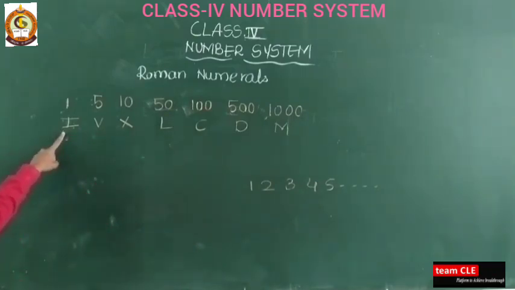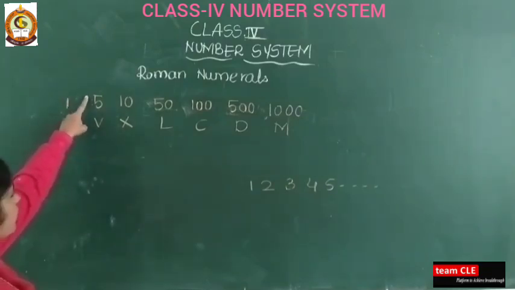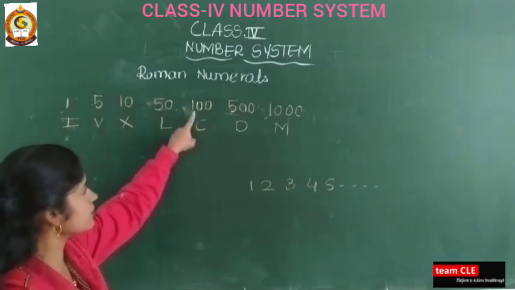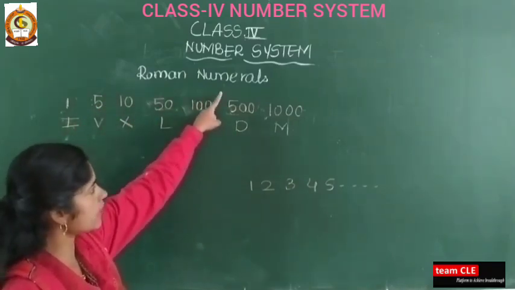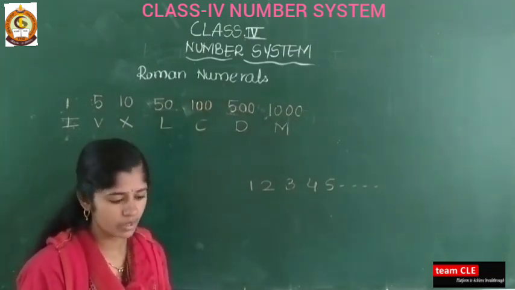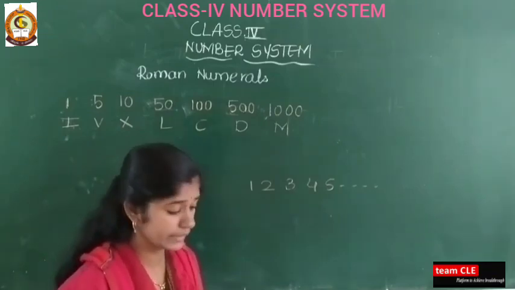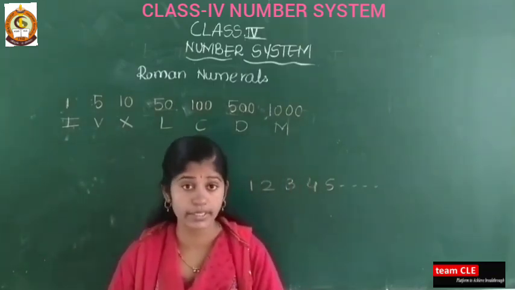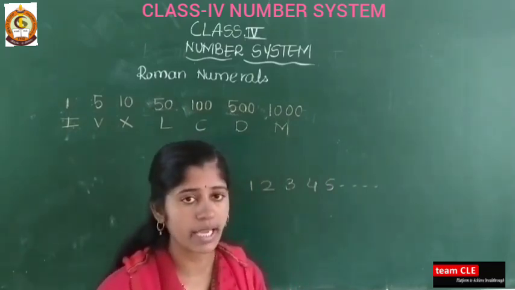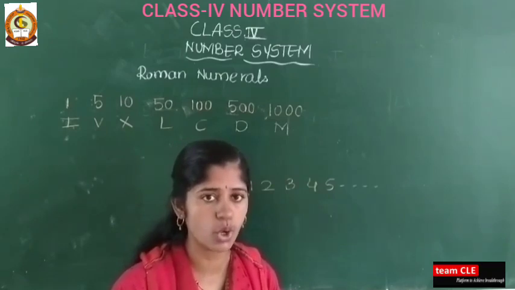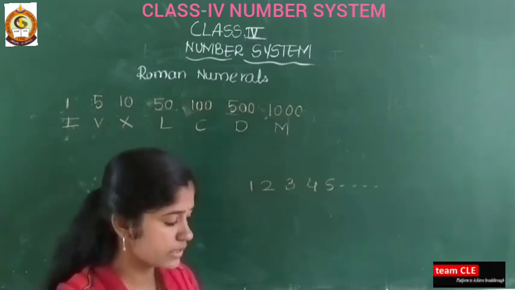And here one more thing I will make clear. I stands for 1, V stands for 5, X denotes 10, L stands for 50, C stands for 100, D stands for 500 and M stands for 1000. I hope you are getting my point. Then how to write the Roman numbers? For that you need to know 3 rules: rule of repetition, rule of addition and rule of subtraction.